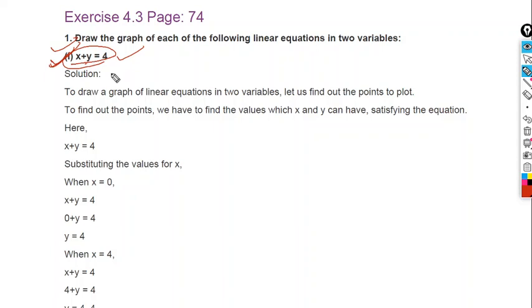To draw the graph of a linear equation in two variables, we need to find the values of x and y. At minimum, we need at least two values of x and two values of y in order to make a graph. But it is advised that you make more than 2 points, at least 3 points. Well, let's start.